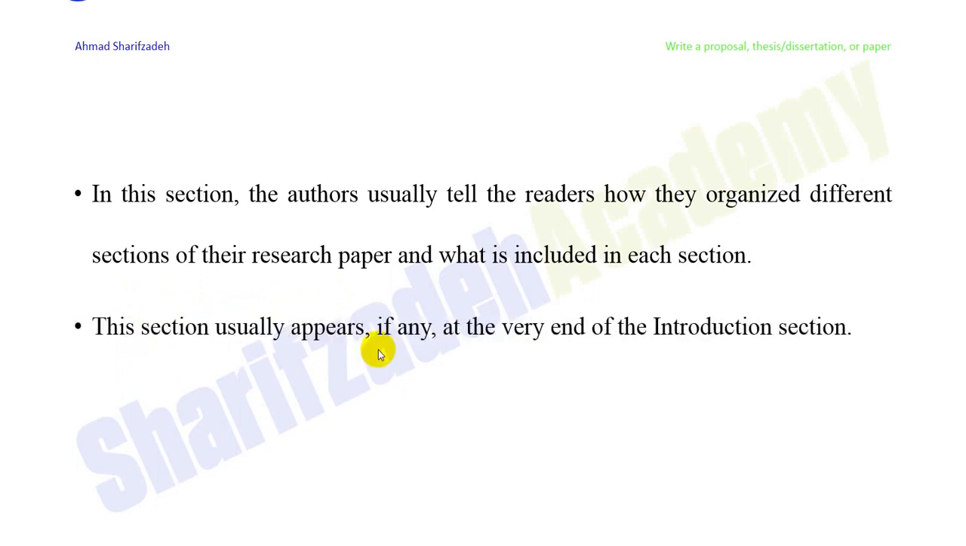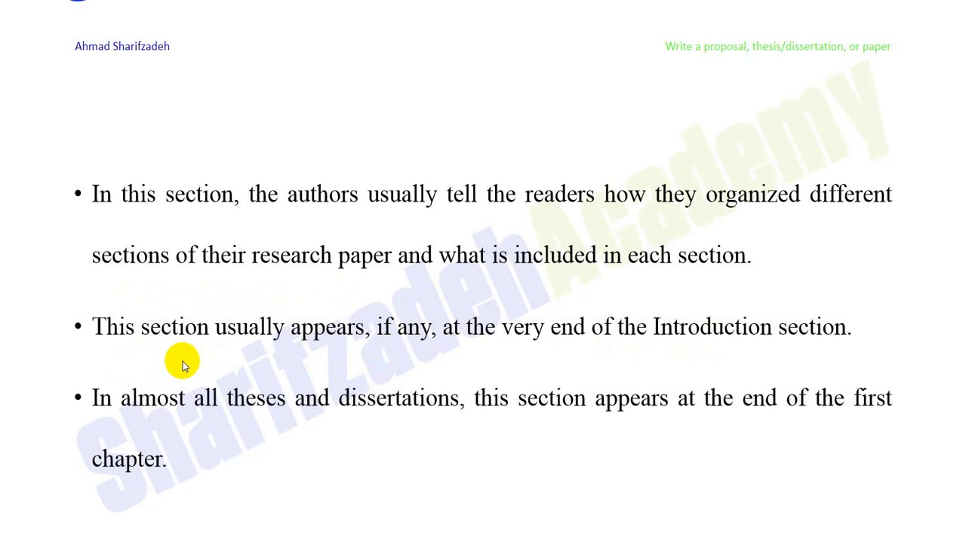And this section usually appears, if any, at the very end of the introduction section or the introduction chapter, I mean the first chapter. In almost all theses and dissertations, this section appears at the end of the first chapter, as I said.